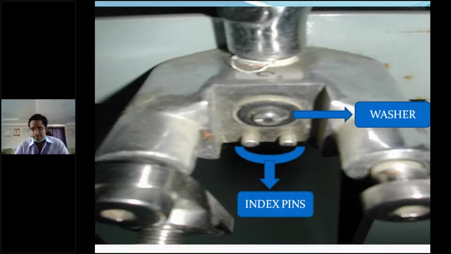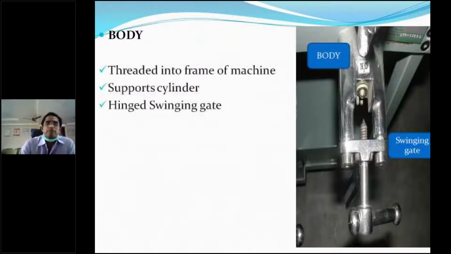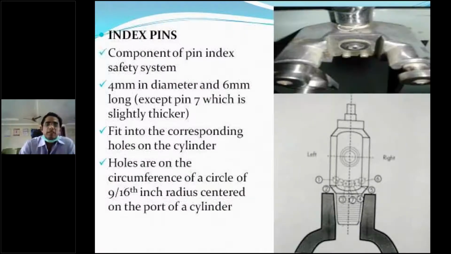Can anyone answer? Okay, I'll tell you. These are the index pins, a component of the pin index safety system. First we should know about the pin index safety system. These pins are 4 millimeters in diameter and 6 millimeters long. They fit into the corresponding holes of the cylinder.